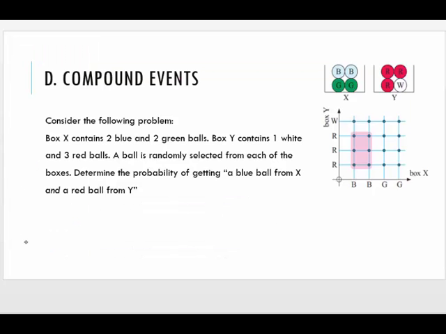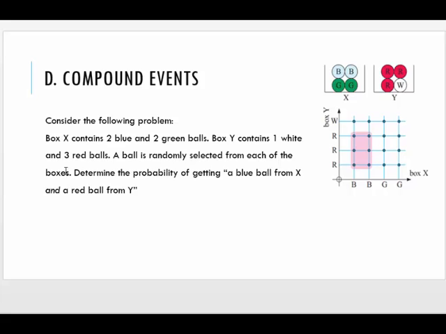Okay, moving on. So now we are in section D. D is compound events. We've seen compound events. And here's our little example over here. We're going to consider the following problem. Box X contains 2 blue balls and 2 green balls. And box Y contains 1 white ball and 3 red balls.